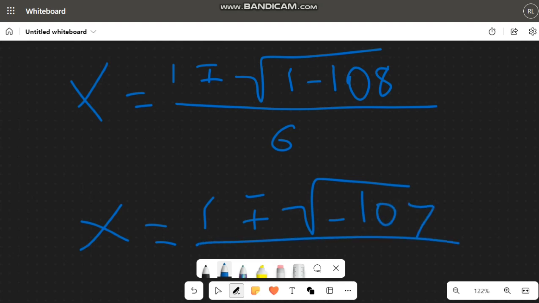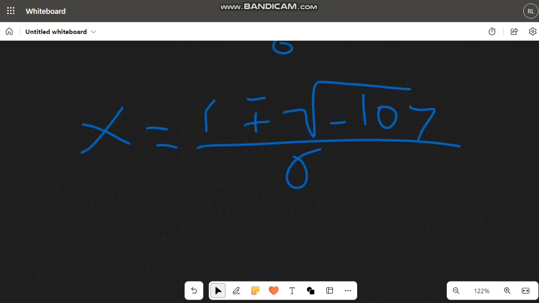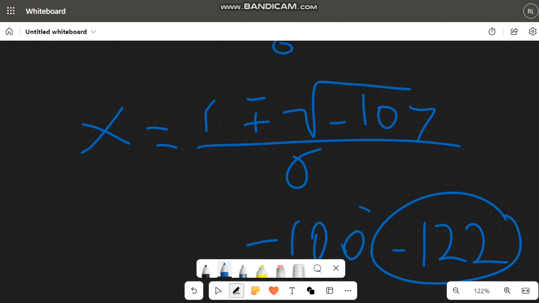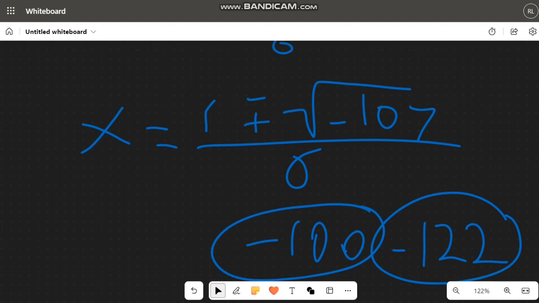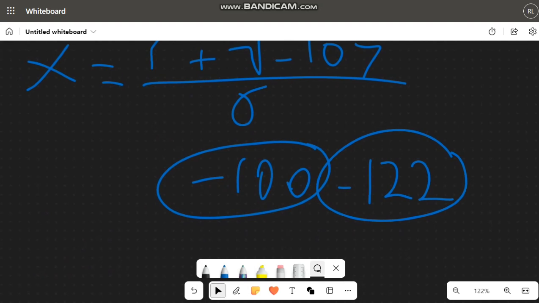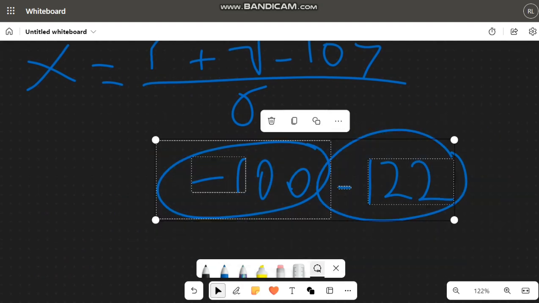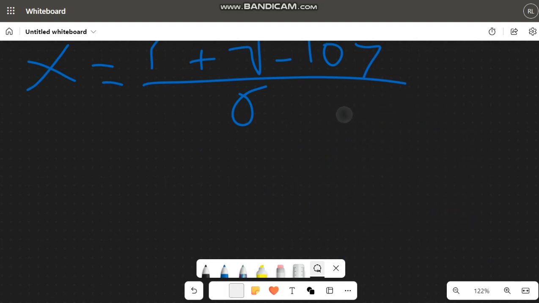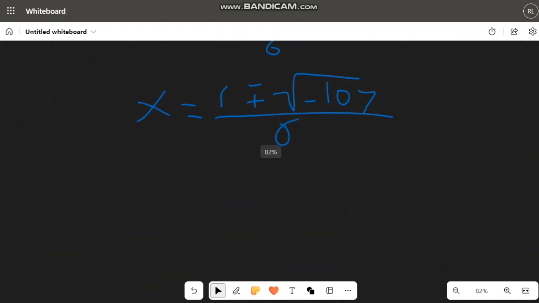Since that can't be simplified, because the closest thing to it is negative 122 or negative 100, nothing in between. We can't simplify that, so yeah, it's just gonna stay like that.